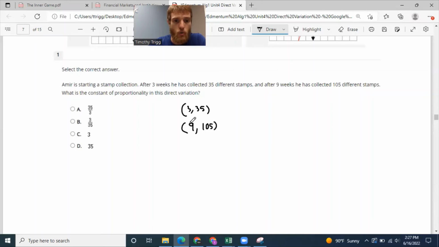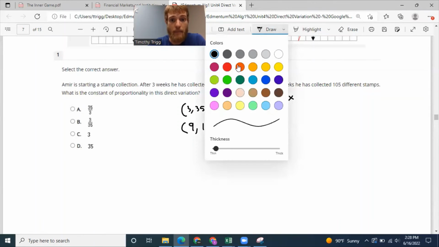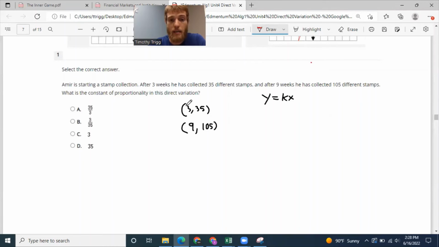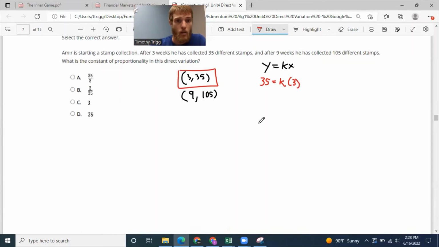So you don't need 2 coordinate points in this case, but since they already told us it's direct variation, you could write it as y equals k times x for any direct variation. Now you just need to find the value of k. You would do that by replacing, and you could use either coordinate point, but I'll just use this one. Replace the y with 35 and replace the x with 3 and then solve for k. So your goal here is to solve for k. If you're not sure how to do that, go ahead and look at the examples in the practice earlier in this video.